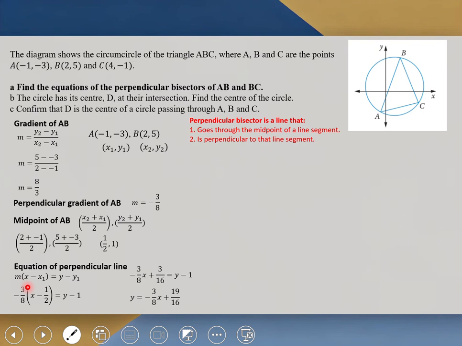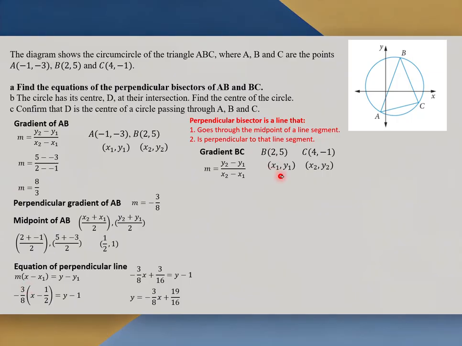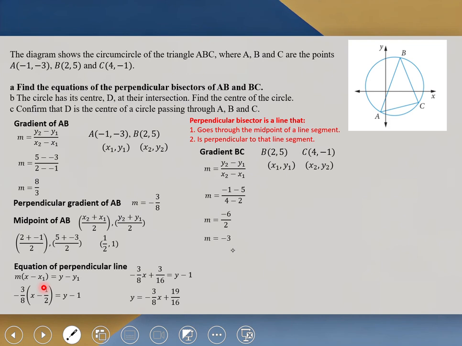I'm going to look at the second line, which is BC. So to start off, again, I'm going to look at the gradient of BC. I'm going to first look at the gradient formula and label everything x1, y1, and x2, y2. If I'm going to plug everything in, it will end up being gradient is equal to -1 take away 5 over 4 take away 2. If we simplify that, -1 take away 5 is -6, 4 take away 2 is 2, -6 over 2 is -3.